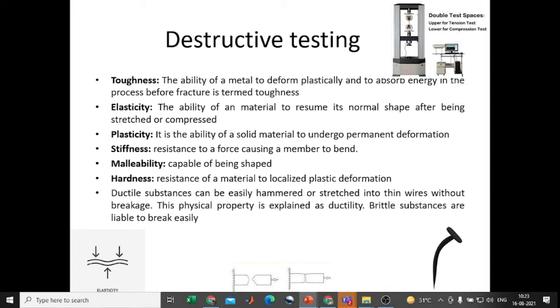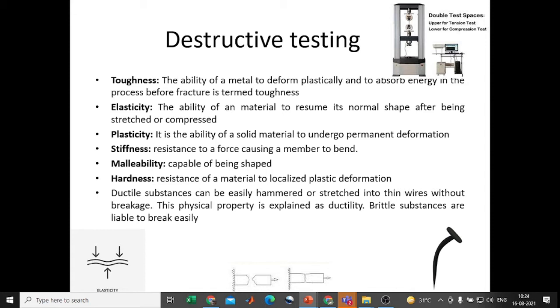After that, the destructive testing procedure is used to identify elasticity. Elasticity means the ability of a material to resume its normal shape after being stretched or compressed. Then plasticity. Plasticity means the ability of a solid material to undergo permanent deformation. In elasticity the material regains its original shape. In plasticity, the material does not regain its original state after applying the load.